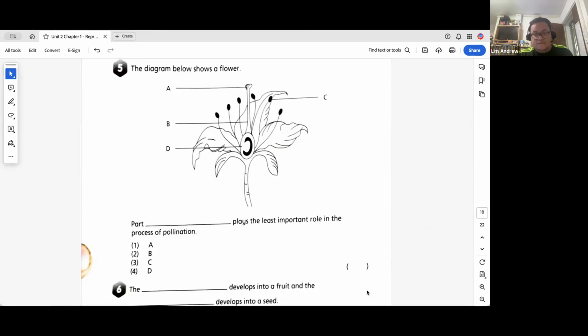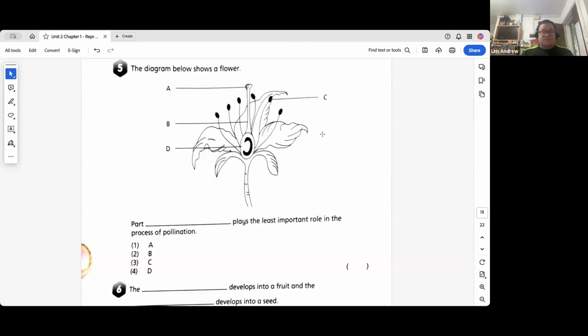Hi, good morning. Xuan, is it? Yeah, this question. So which part, A, B, C, or D, plays the least important role during the process of pollination? The keyword here is least important and pollination. I think it's C. C. Why C? Why do you choose C? I think that part is the least important role in the process of pollination. Understand. All right. Thank you very much.